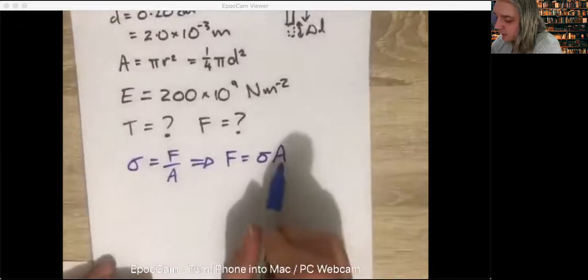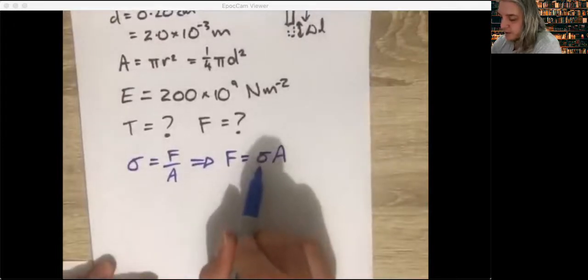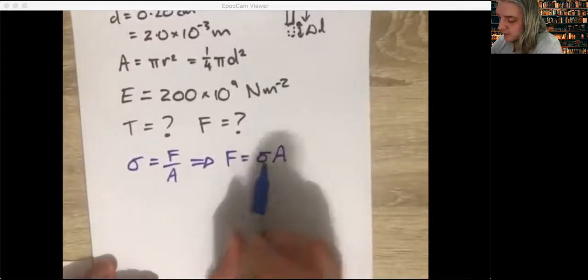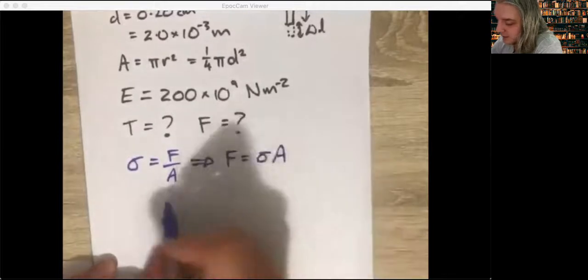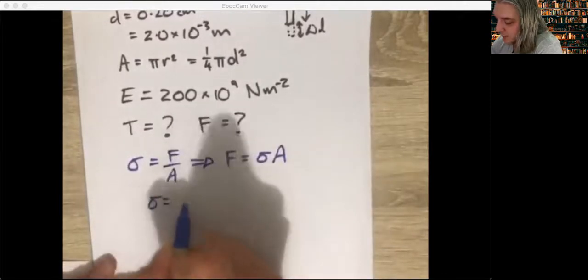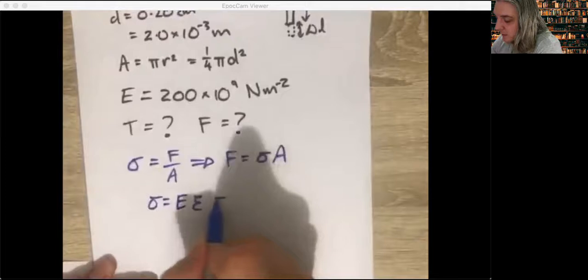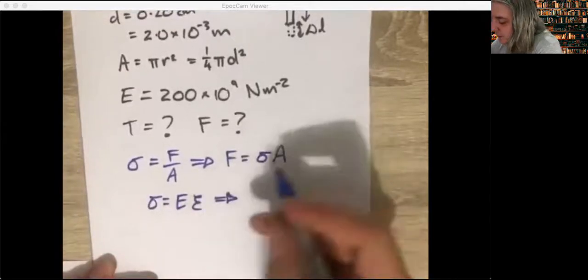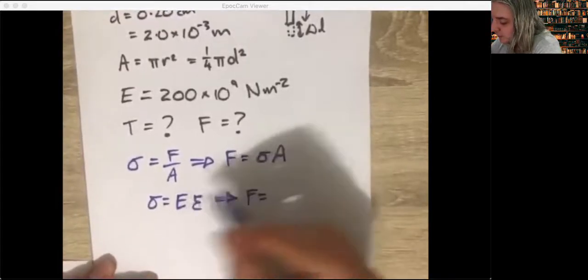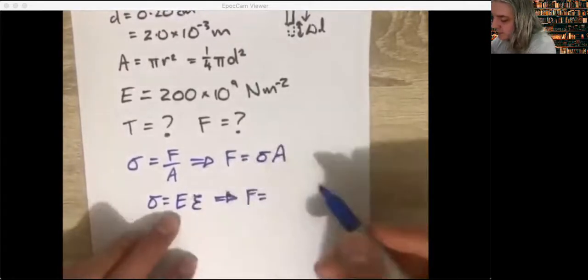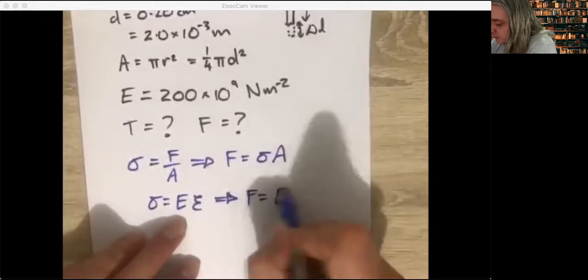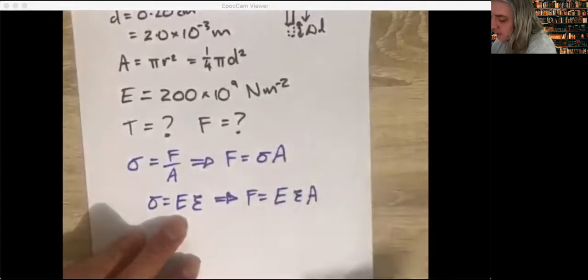All right, we know the area. We don't know the stress yet. So let's think about what we can put in place of that. We know stress is equal to Young's modulus times the strain. So let's put that in. That gives us force is equal to, instead of our stress, Young's modulus times strain, so E epsilon A.